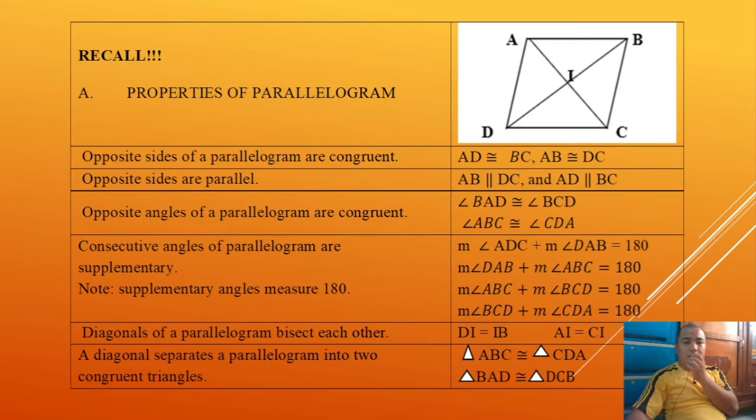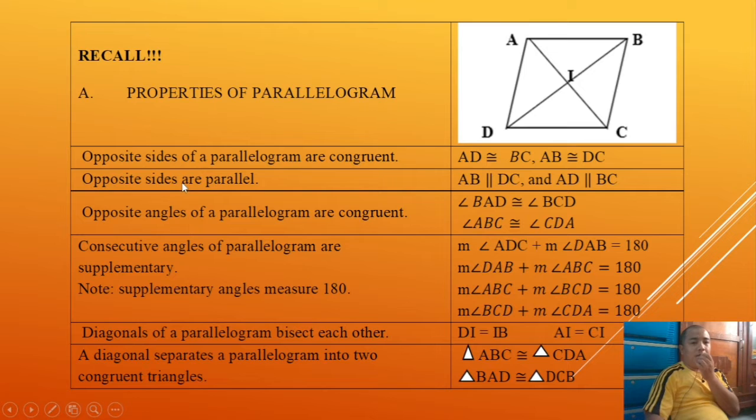Okay, let us first have a recall. What are the properties of a parallelogram? Number 1, opposite sides of a parallelogram are congruent. So in parallelogram ABCD, the opposite sides AB and CD are congruent, and AD is congruent to BC. Yes, opposite sides are congruent.